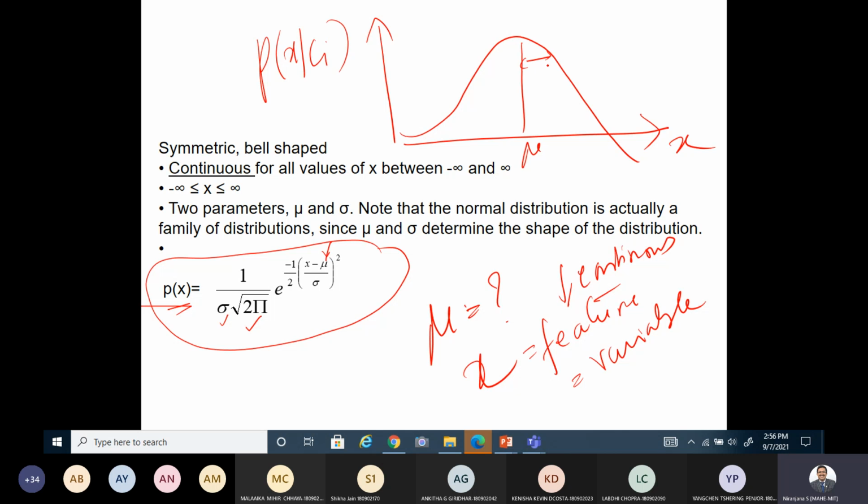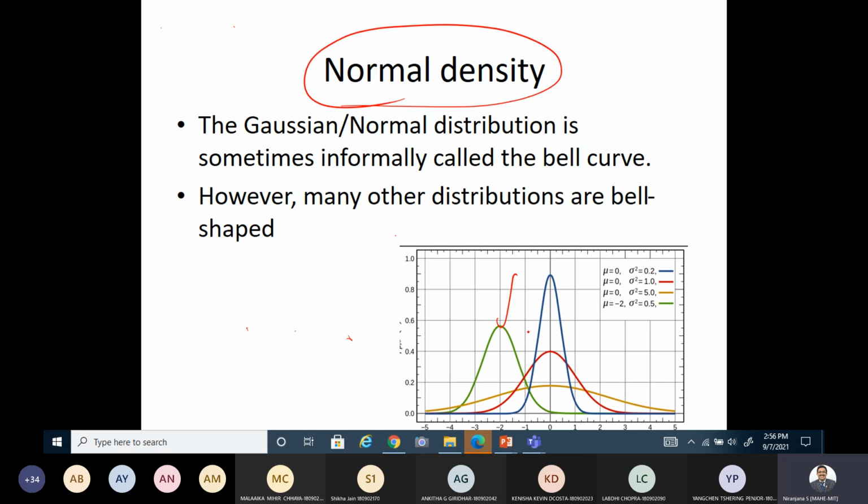With respect to a certain standard deviation, if the standard deviation increases, what happens? This bell width also changes. Here you study mu equal to 0. It's a random problem; I just picked one curve from the net and dropped it in the PPT. If you see here, mu is equal to 0 in the first blue curve, right?